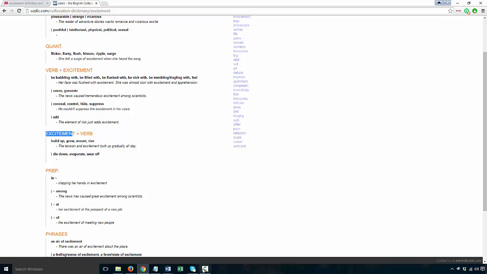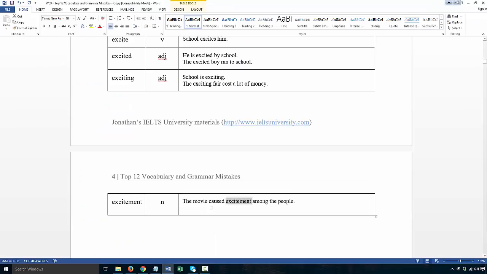built up, died down. Excitement about the event died down after the death of the main singer or something like that. Okay, so this is the subject and this is the verb collocation.